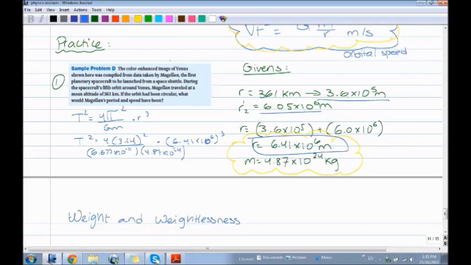So, first of all, I'm going to do 4 times 3.14 squared, and then divide by 6.673 times 10 to the power of negative 11, and then by 4.87 times 10 to the power of 24. Then multiply by 6.41 times 10 to the power of 6, and then cubed. Now this is what I got.